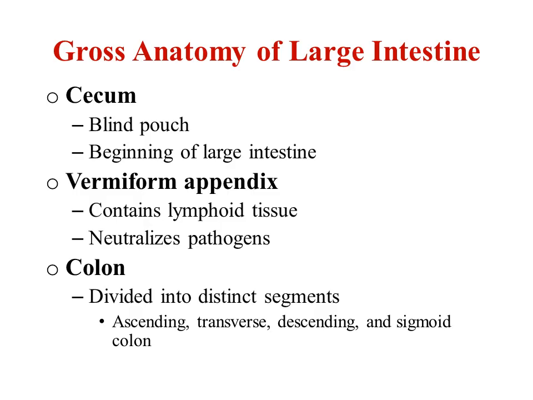The cecum is a blind pouch, the beginning of the large intestine, and behind the cecum you can find different positions for the appendix. It contains lymphoid tissue to neutralize pathogens. The colon is divided into distinct segments. We have the ascending colon, transverse colon, descending colon, and sigmoid colon.